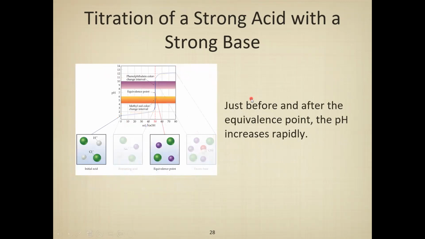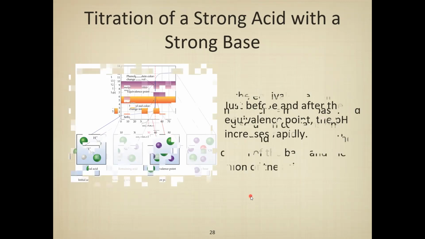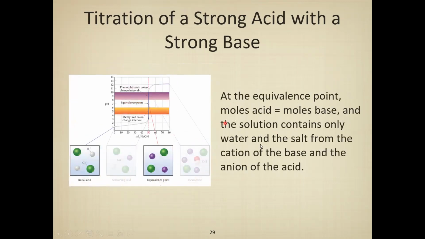But with these titrations, as we get near that equivalence point, we see that pH is just going to increase rapidly. And then we ultimately see it's going to flatten out. But at this equivalence point, that's going to be where we have equal amounts of acid and base. And that's why with these strong acid, strong base titrations, that equivalence point is going to be right at a pH of 7.